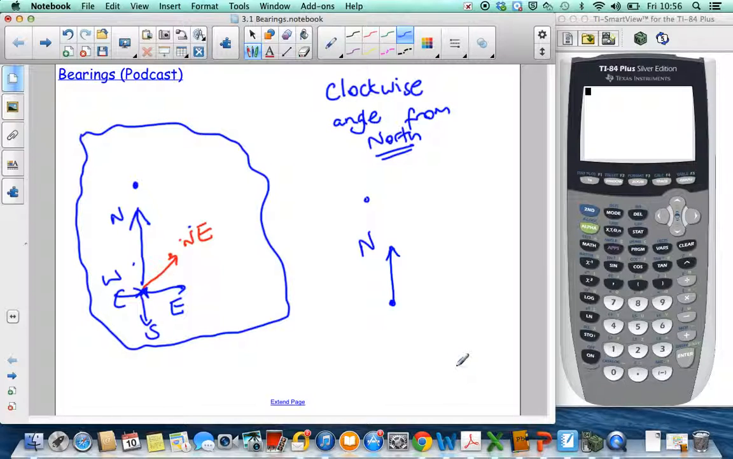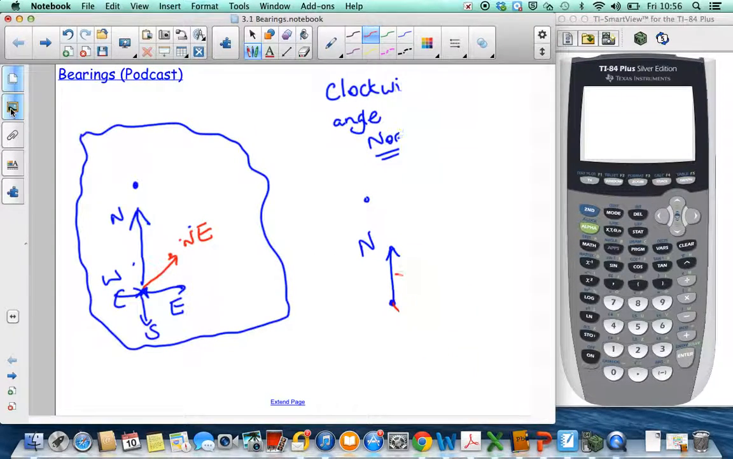let's say I want to travel over here. I want to travel in this direction. Then I would measure the clockwise angle from north, and that would be my bearing. In this example, it would be, let's say, 90, maybe 110 degrees. Yeah, that's a good estimate. All right, so let's try a problem involving bearings.